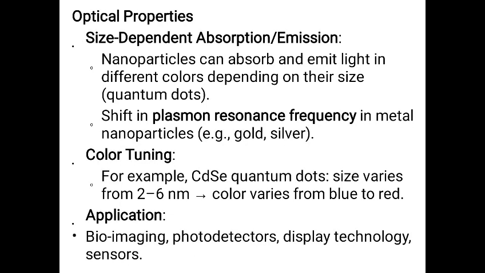Optical properties. Size-dependent absorption or emission. Nanoparticles can absorb and emit light in different colors depending on their size, and they have a shift in plasmon resonant frequency in metal nanoparticles such as gold or silver. Color tuning. For example, in cadmium selenide quantum dots, the size varies from 2 to 6 nanometers, and respectively there is a variation in color from blue to red. Applications include bioimaging, photodetectors, display technology, sensors, etc.